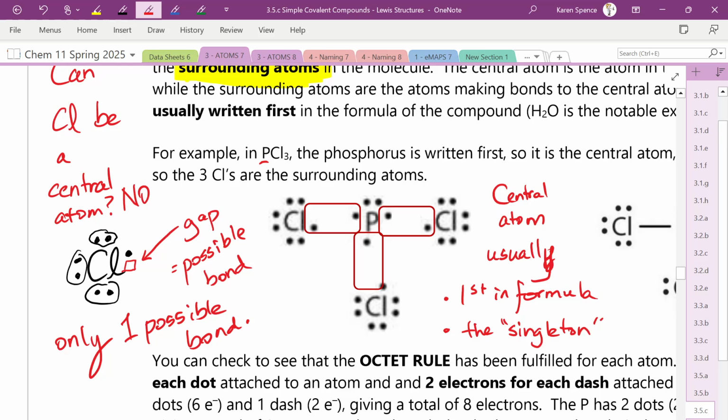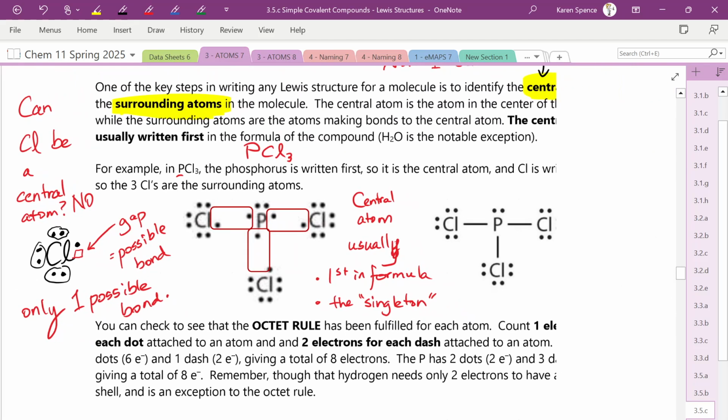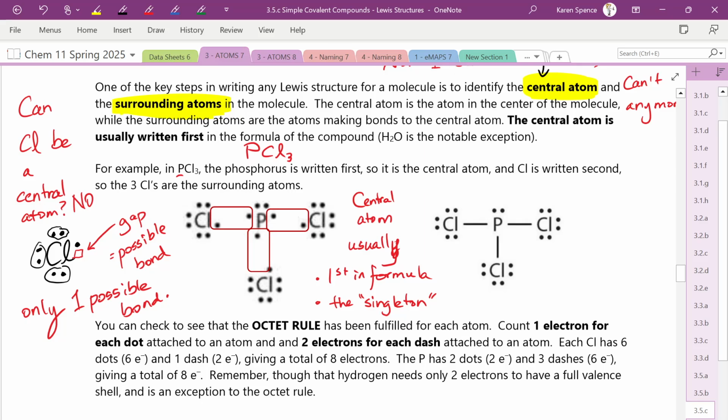Do you know what I mean by the singleton? It doesn't have any subscript, right? We got a P and there's nothing there. Cl3. So there's only one, okay? One of the P. All right, so we can have PCl3. We've got a P, and a Cl, and a Cl, and a Cl. You don't have to draw the dots. You can just go straight to the lines.